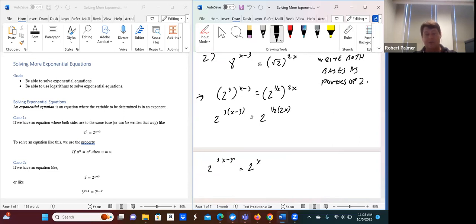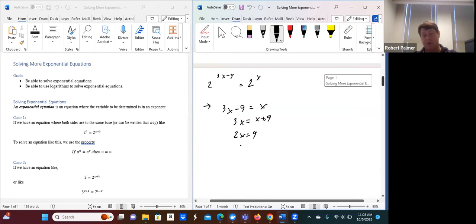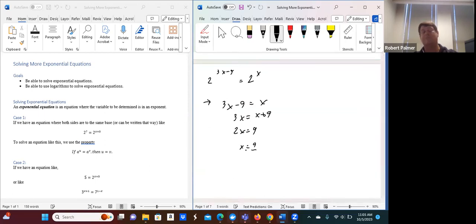Okay. And now, once again, since the bases are the same, this implies that the exponents must also be equal. So we have 3x minus 9 is equal to x. And then here, I think we'll just add 9 to both sides. So 3x is equal to x plus 9, and now subtract x on both sides, that's going to be 2x is equal to 9. So finally divide both sides by 2, x is equal to 9/2.